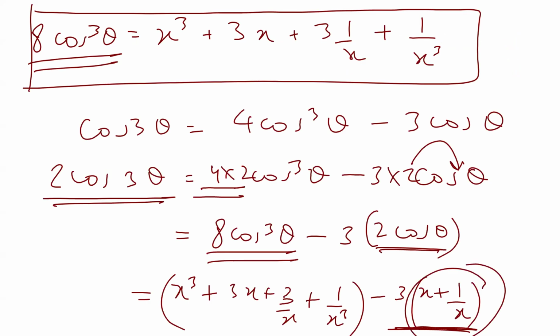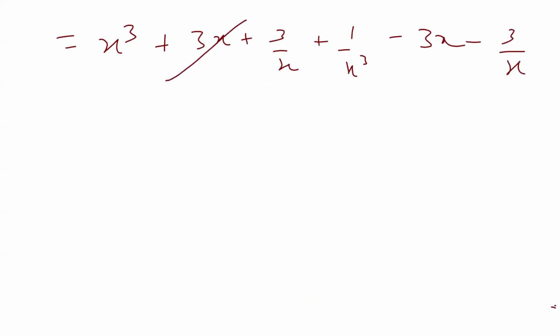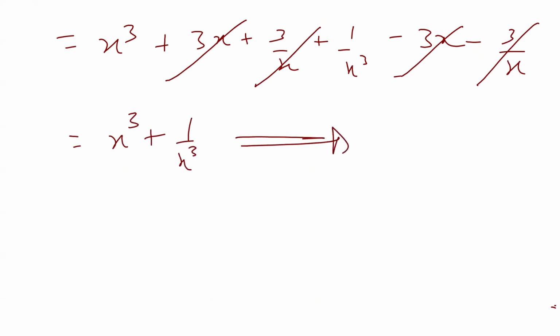Okay, with 3. Fine. So 3x is gone, 3 by x is gone. So this is x cube plus 1 upon x cube. So this is equal to the RHS. Right? So that was the end of question number 16.